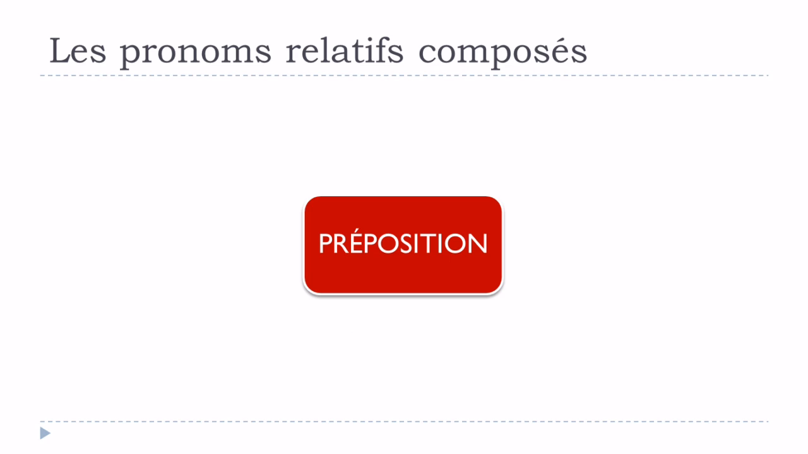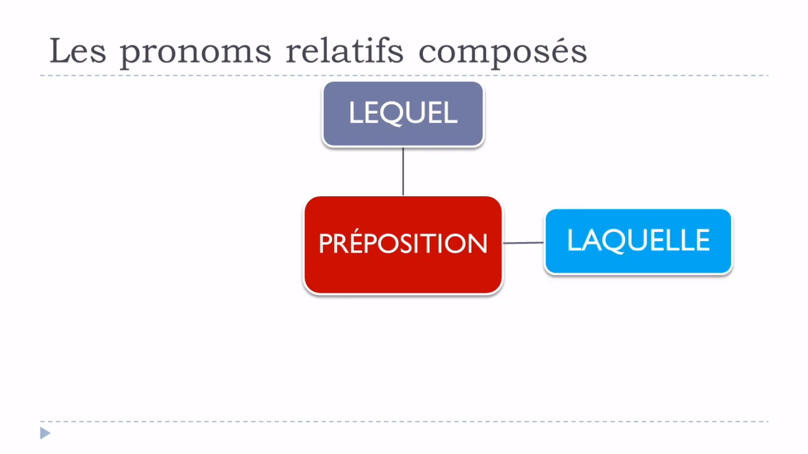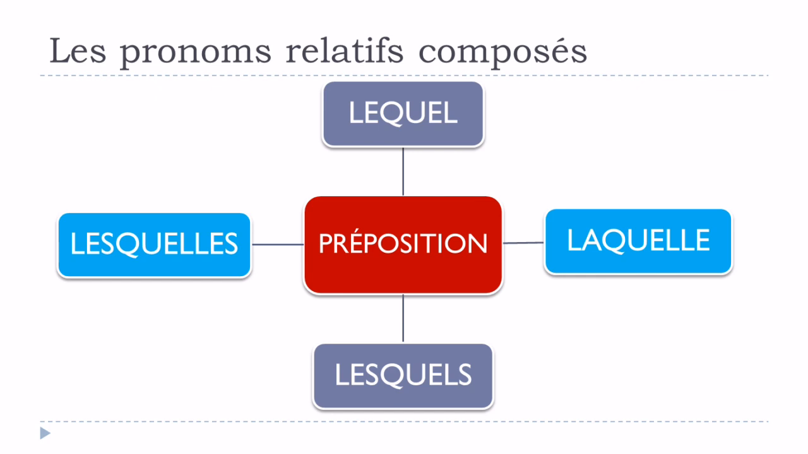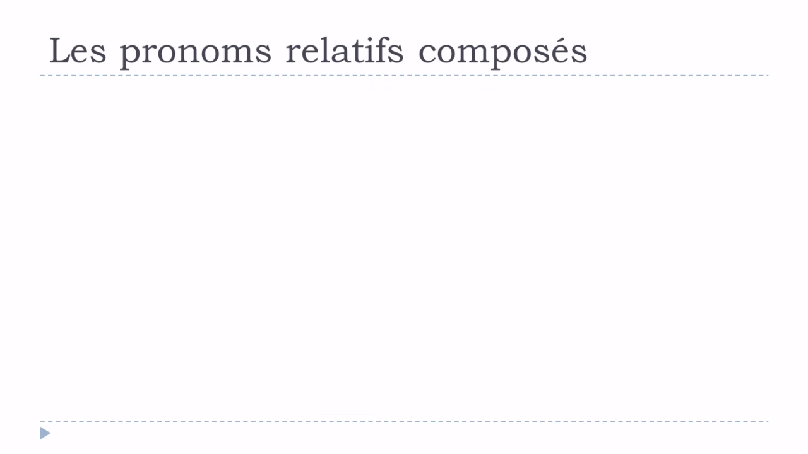Normally if you want to use these pronouns, you can combine them with prepositions, so it's not a problem, okay? So basically you will put your preposition, and after that you will put lequel, then laquelle, then the plural form lesquels, and the feminine plural form lesquelles. Okay, so it's quite simple. You just put your preposition, and after that you put your pronouns.